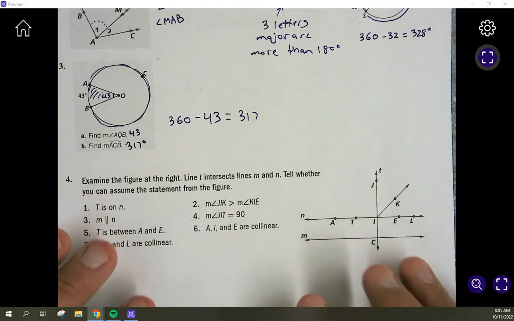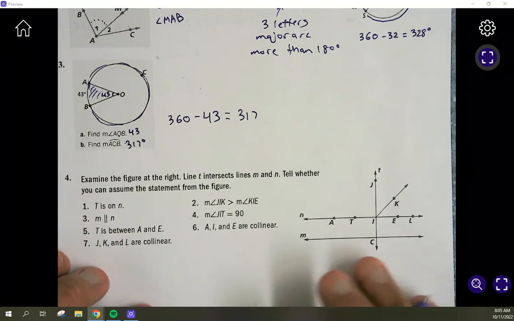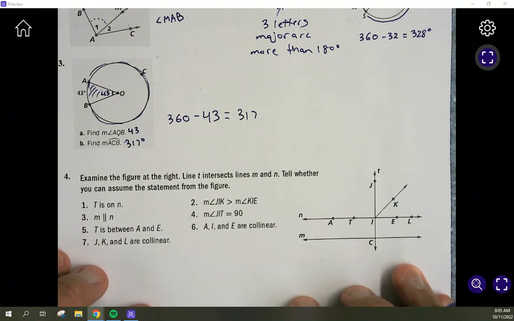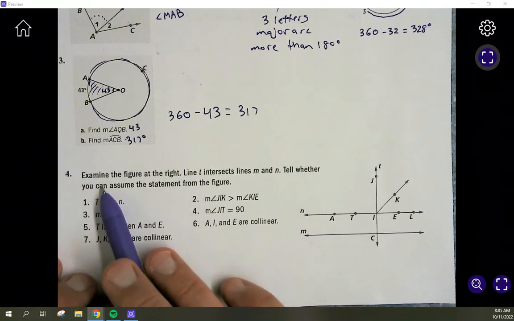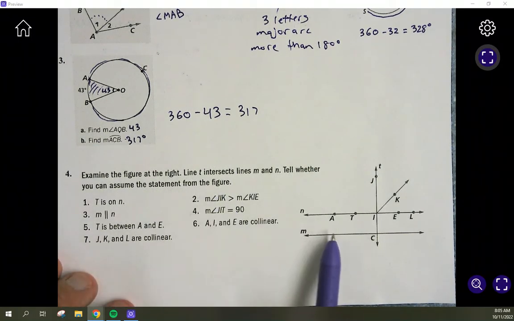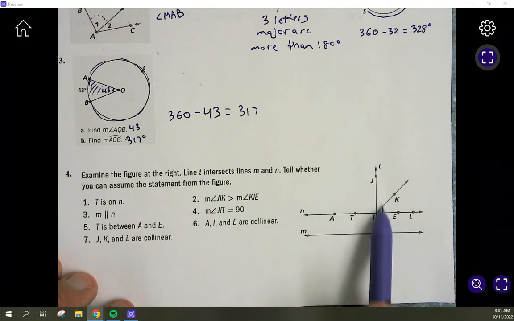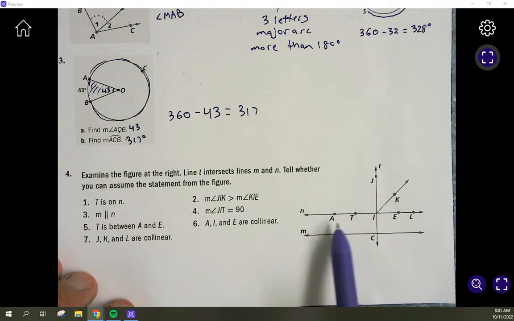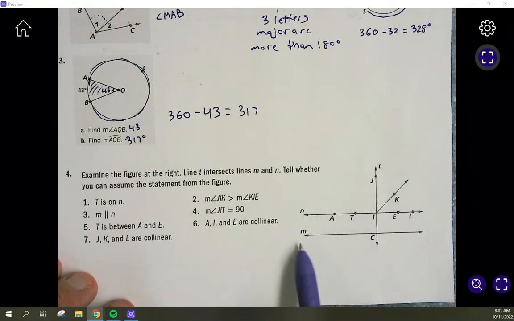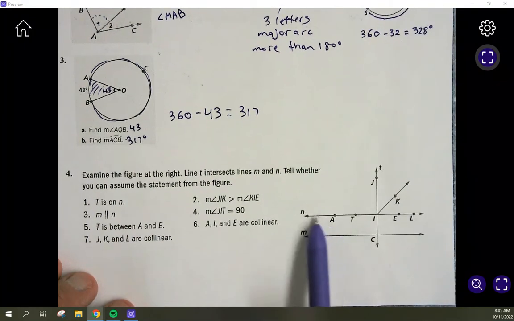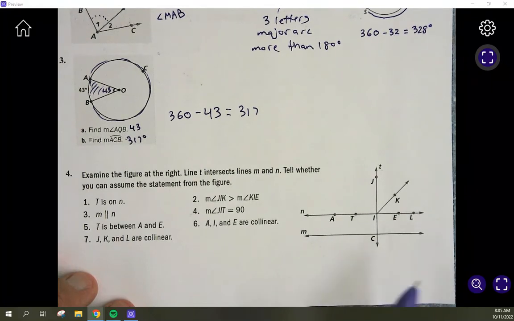Okay, and last, we haven't looked specifically at all of these, except I kind of touched on it with the 90-degree angle, the right angles that I have to have the notation in the picture. There's some things we're allowed to assume when we look at a picture and some things we're not. So examine the figure at the right, line T. Here's line T. So T is not a point. Notice those are lowercase, and these are all capital. Capital represents points on the line. Lowercase is just naming the line. It's line T, line N, line M.